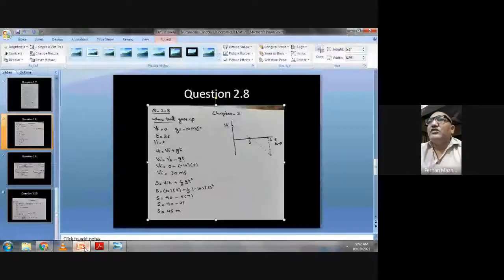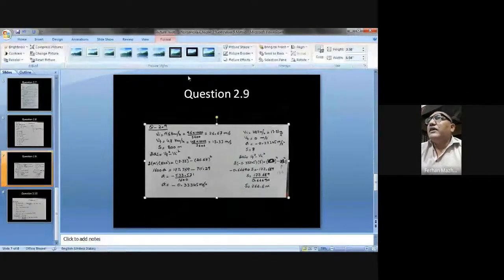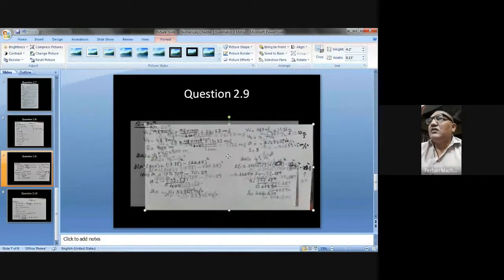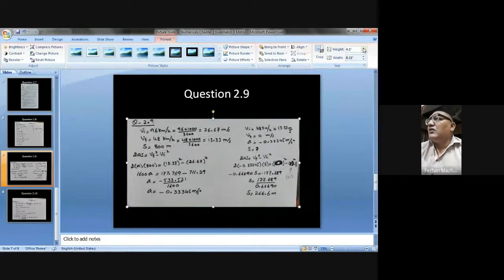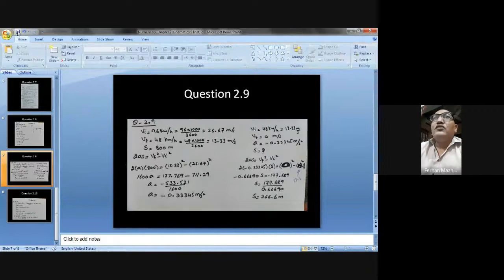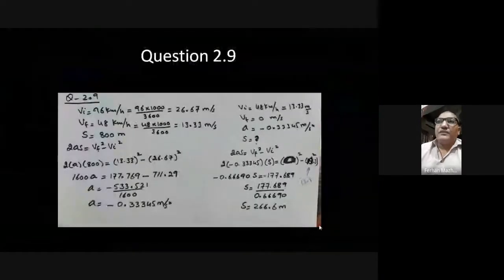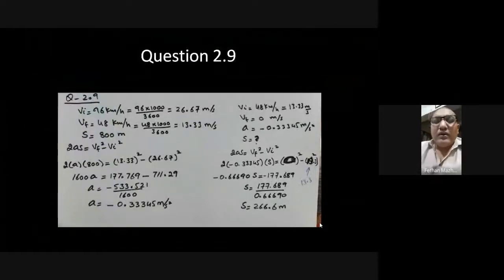So that's the question. Let me go to the next slide. Here I have done it purely with the help of equations. This is question number 2.9 coming up on your screen. In the first portion of the motion, the initial velocity is 96 kilometer per hour, and the final velocity is 48 kilometer per hour. During this, the train covered 800 meter.